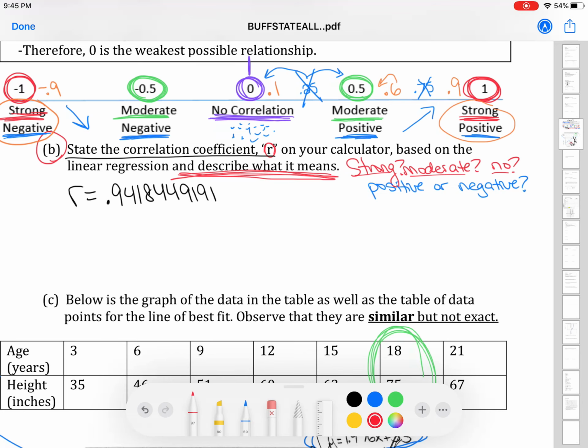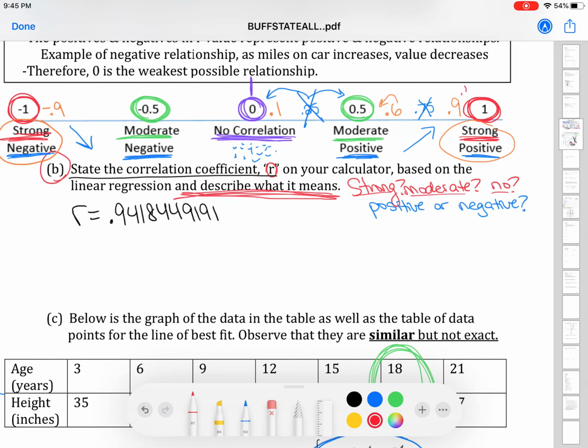Okay, so I need the two words. First, is it strong, moderate, or no correlation? I have 0.94. 0.94 is up here, really close to +1. So it's going to have a strong positive correlation. And that is the answer to describe what it means. It is a strong and positive correlation. And that would be all you would have to do for that type of question.